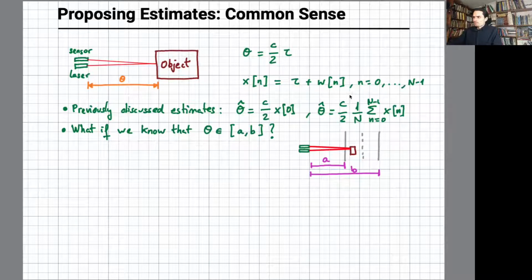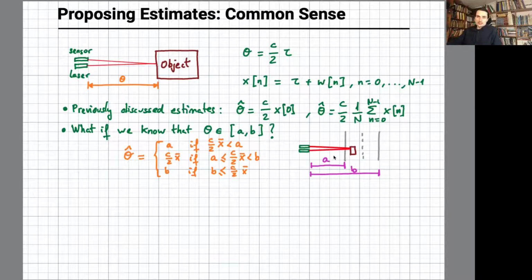However, our scaled sample mean may fall out of this interval because of the effect of noise, right? And in such a situation, it makes little sense to return an estimate that is less than A or greater than B, right? So in this situation, what intuition tells us to do is that if our scaled sample mean is less than A, we can just return A. If it is greater than B, we can just return B. And if it is in the interval AB, we just return the scaled sample mean as is, right?